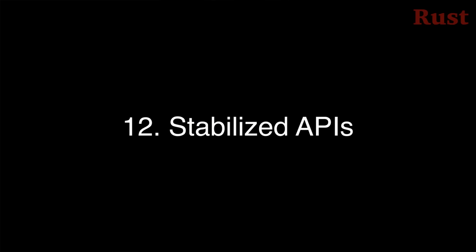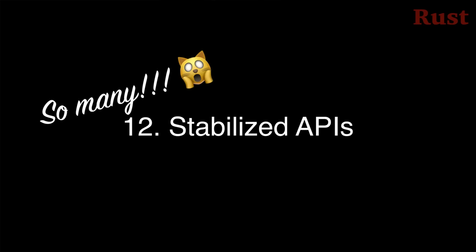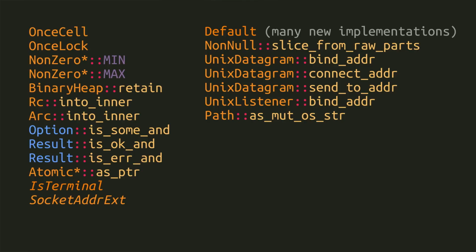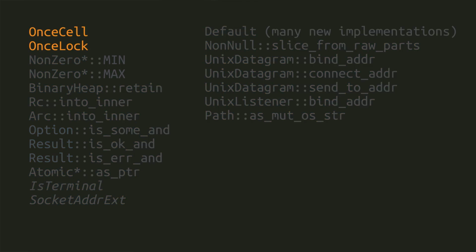Number 12, stabilized APIs. So many stabilized APIs. Look at that list. Let's plow through it. We already talked about OnceCell and OnceLock in their own special section since they're so exciting. All of the NonZero types now have a min and a max constant defining the minimum and maximum values. The min is actually really interesting for signed numbers. Since there's a gap at 0, the min can be different than for numbers that have a 0 value.